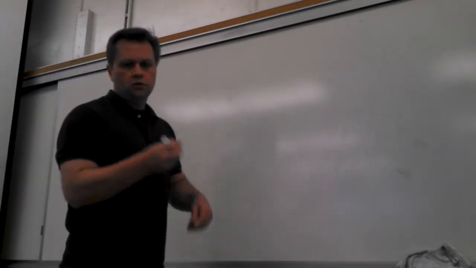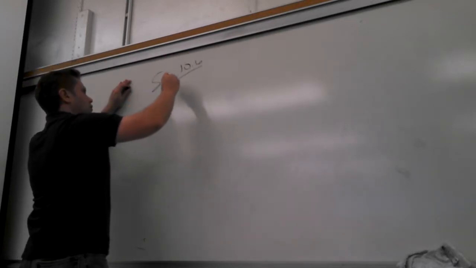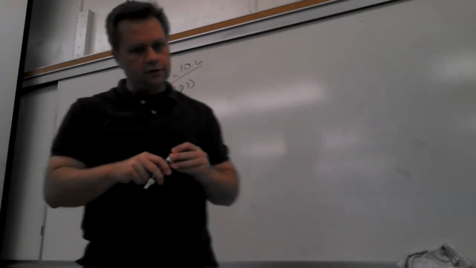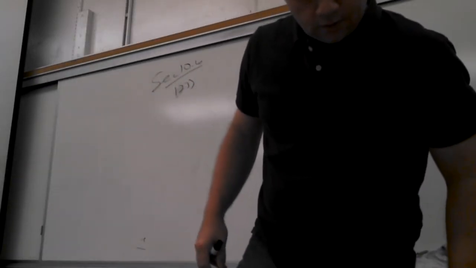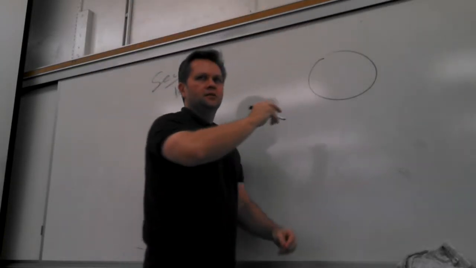So in 123 in section 10.6, they give you this equation for how far you can see. Now hopefully everybody understands, the higher you go up, the further out you should be able to see on the Earth, because Earth is round.